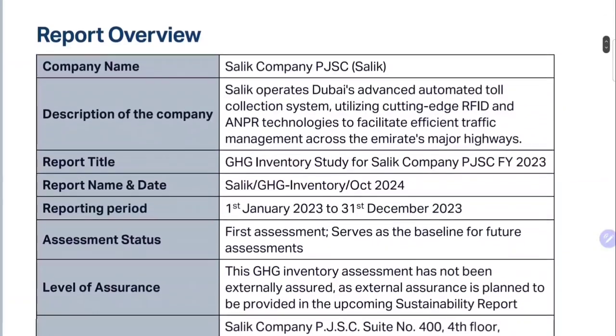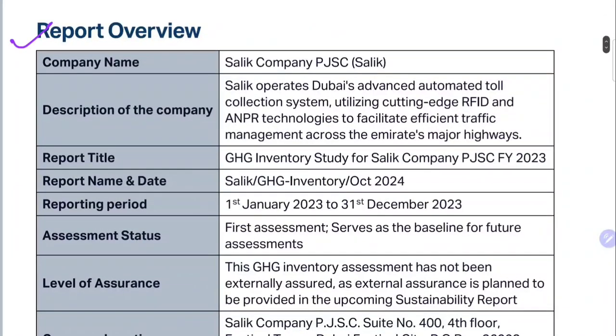now we go and see the report overview, where the company name is Salik Company, PJSC. This company is operating in Dubai, and it's an advanced automated toll collection system in the roadways. Okay, a toll collection system utilizing cutting edge RFID and ANPR technologies to facilitate efficient traffic management, basically. So those who are living in Dubai and know about Dubai might know that the toll gates are known with the Salik logo actually. So this is the company which is providing an automated toll collection system in Dubai.